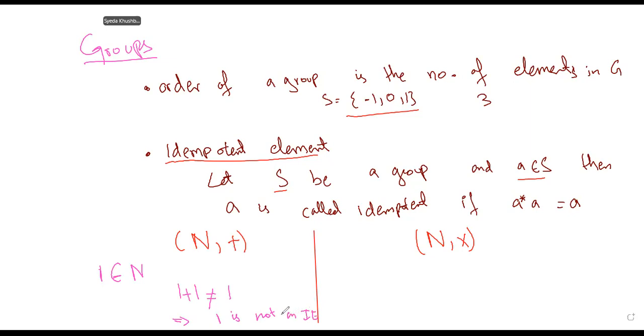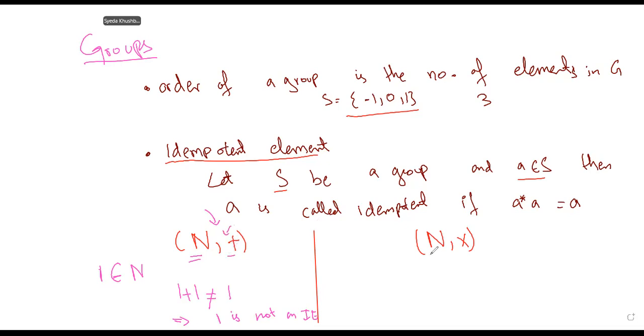Can you think of any idempotent element in the set of natural numbers with addition? Yes? Anyone? Do you think there would be any idempotent element in the set of natural numbers with respect to addition, that when you add two natural numbers, you get that answer back? Is that possible? No, it is not. You take 2, 2 plus 2 is 4, 3 plus 3 is 6, 4 plus 4 is 8. So in the case of natural numbers with respect to addition, there is no idempotent element.